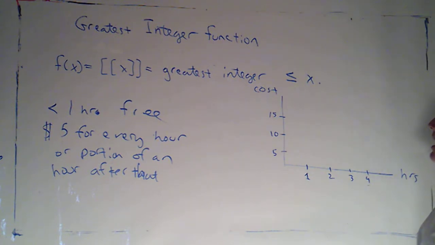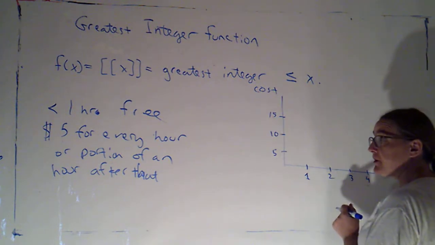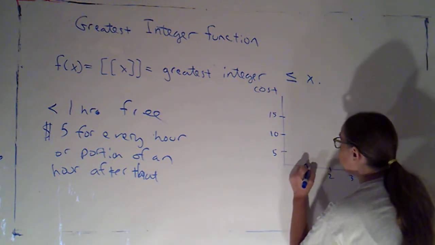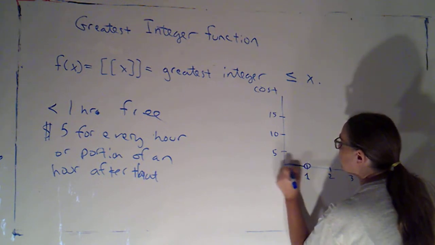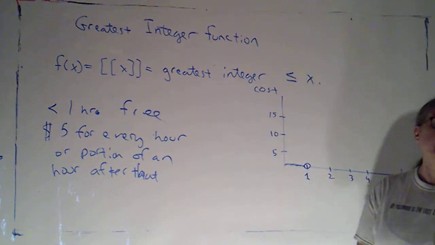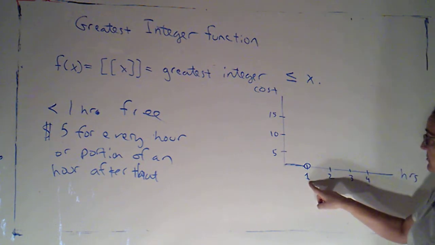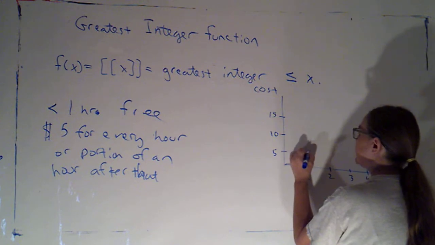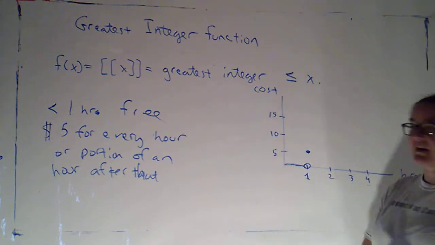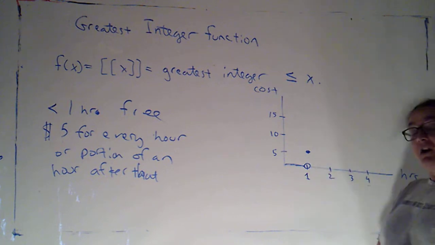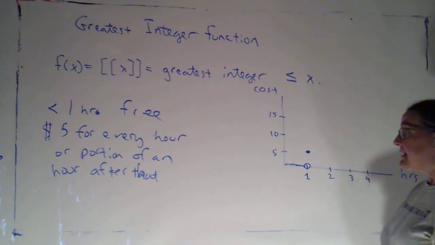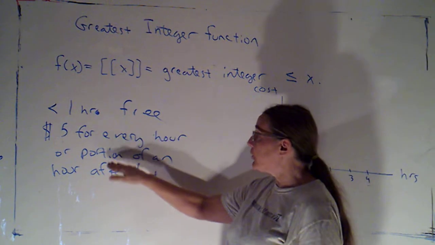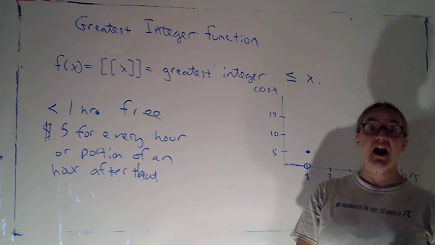All right. So, it's free if I park for less than an hour. So, until I've parked for 1 hour, I'm going to be paying $0 to park. But as soon as I've parked for 1 hour, it's going to cost me $5. Now, if I park for an hour and a half, that's going to cost me $10, because it's $5 for every hour or portion of an hour after that.